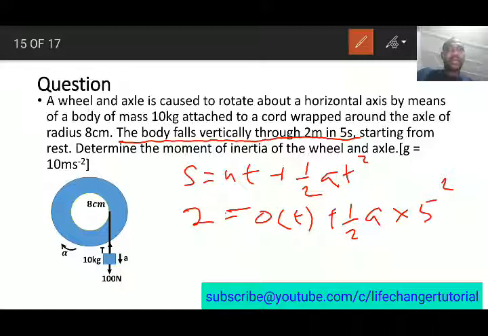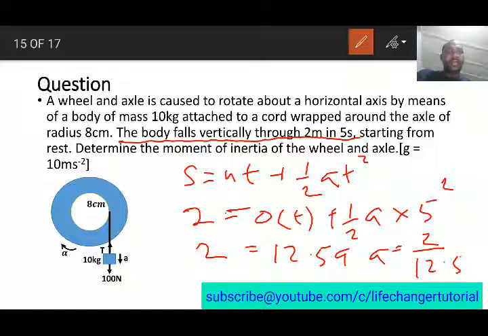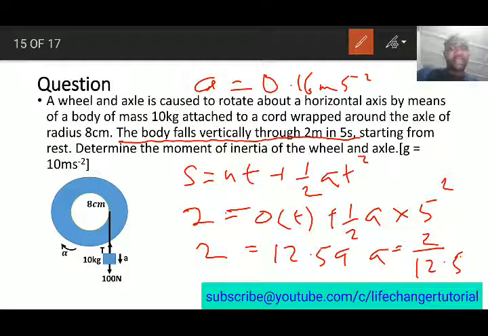So you can see here that 2 is equal to 25 divided by 2, which gives us 12.5a. So a is going to be 2 divided by 12.5. If you use your calculator, you are going to get 0.16 meters per second squared. So the value of our acceleration is 0.16 meters per second squared.